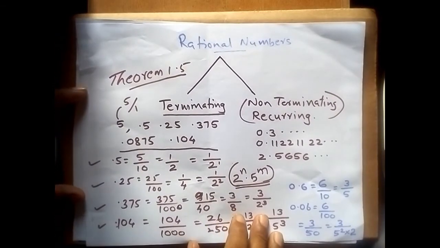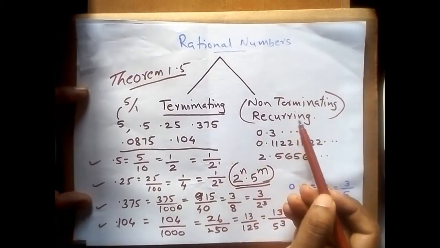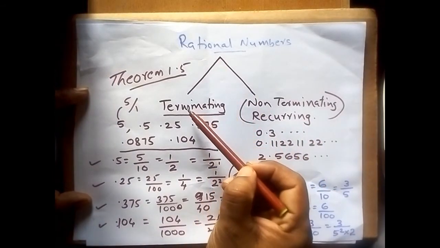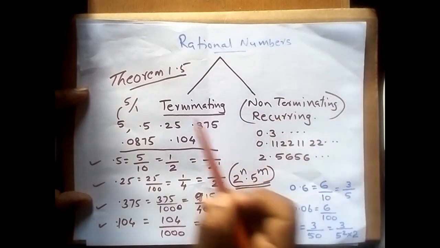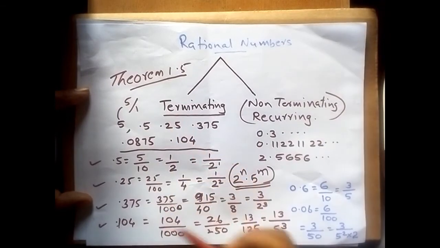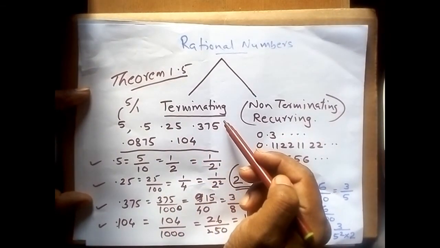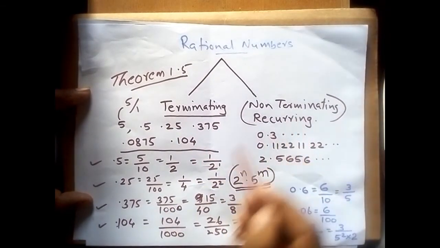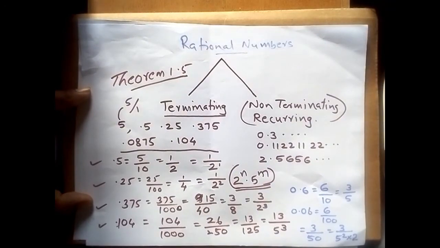Okay, now we are coming to the original page, where rational numbers are divided into terminating and non-terminating. So this particular branch we have fully explained now. What about this non-terminating and recurring? That we will see now.